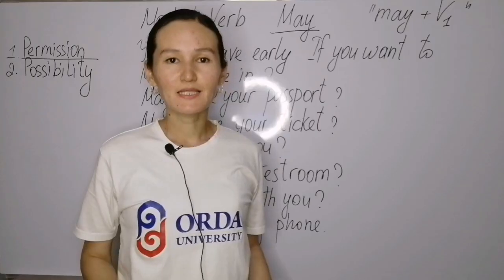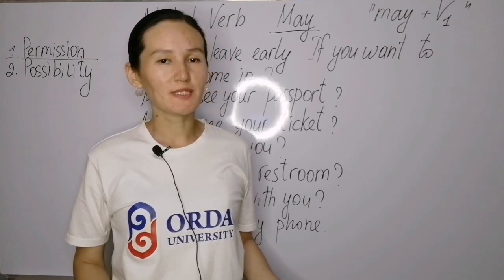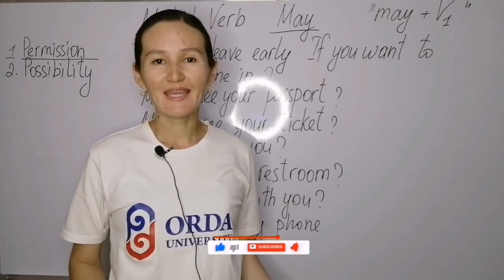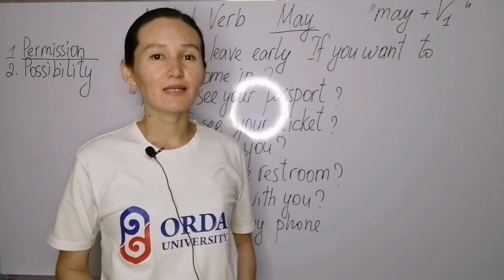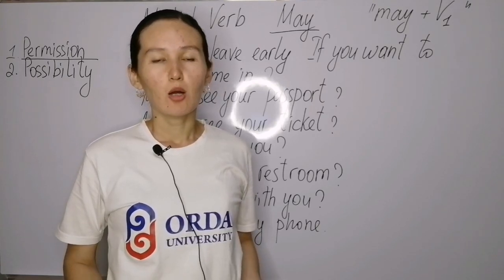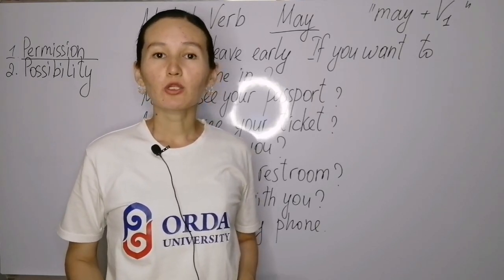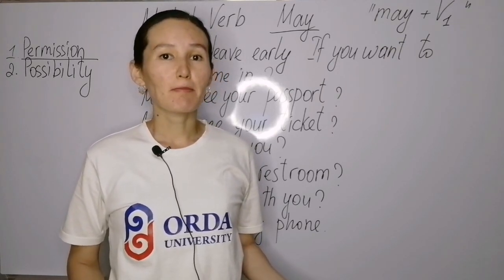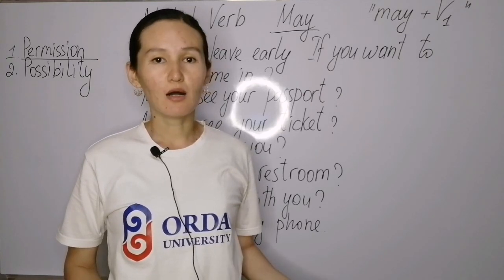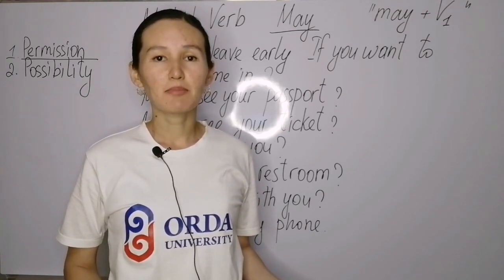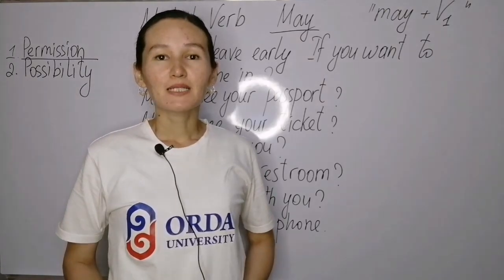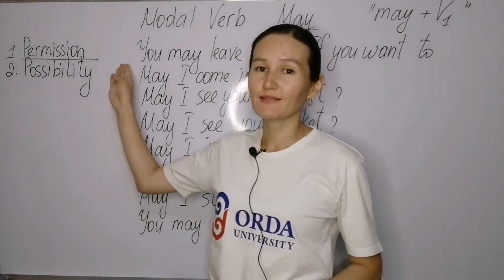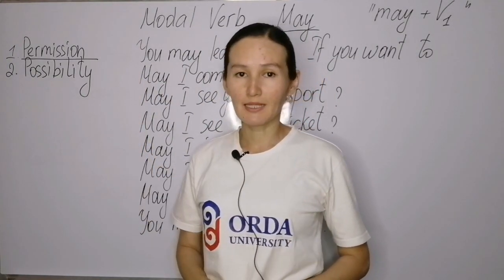Let's continue our lesson about modal verbs. In my previous lesson, I explained modal verbs can and could. In this lesson, I'm going to focus on modal verb may. Actually, modal verbs are used to talk about different ideas, such as ability, permission, offers, requests, possibilities, and so on. But modal verb may is used to talk about permission and possibility.